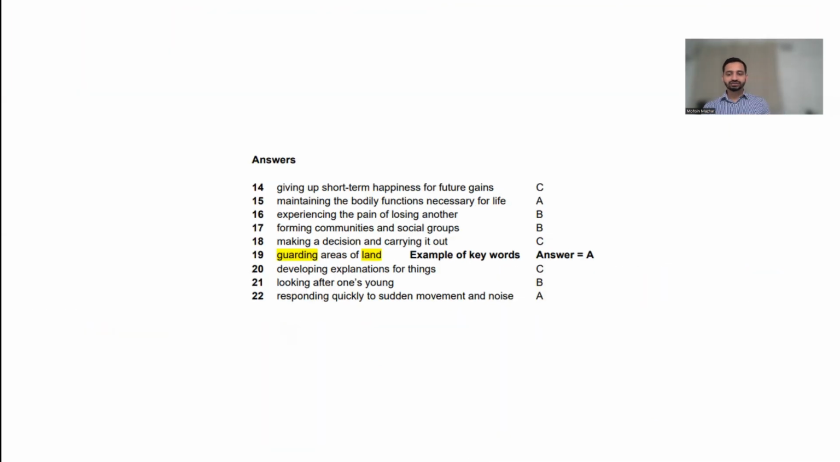All right, I hope you had a chance to look at the answers. These are the answers. Giving up short-term happiness for future gains is C. Maintaining the bodily function necessary for life is A. Experiencing the pain of losing another is B. Forming communities and social groups, B. Making a decision and carrying it out is C. Guarding areas of land, we already know the answer is A. Developing explanations for things is C. Looking after one's young is B. And responding quickly to sudden movements and noise is A.